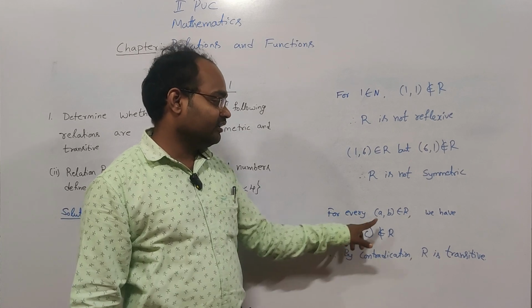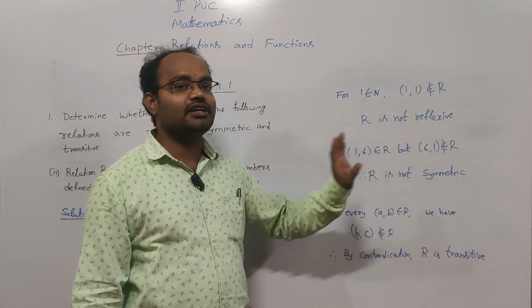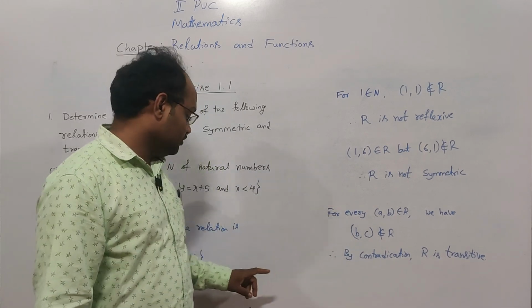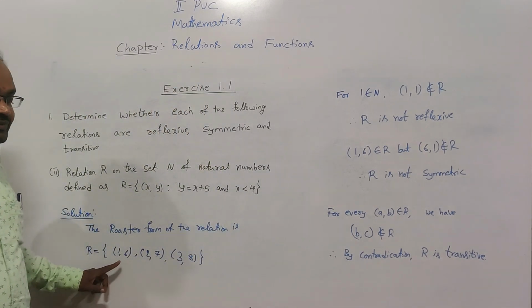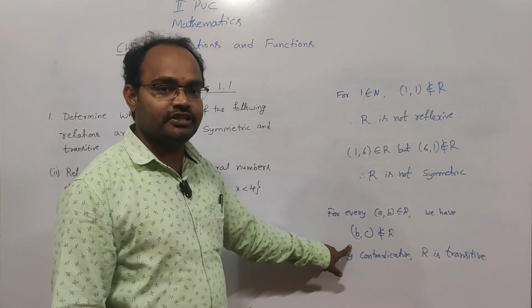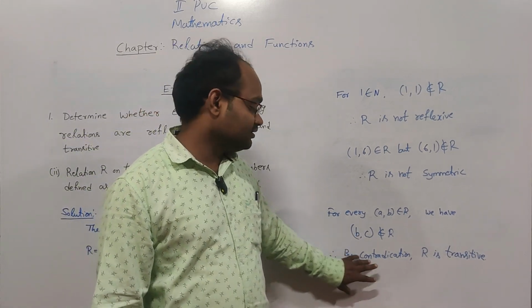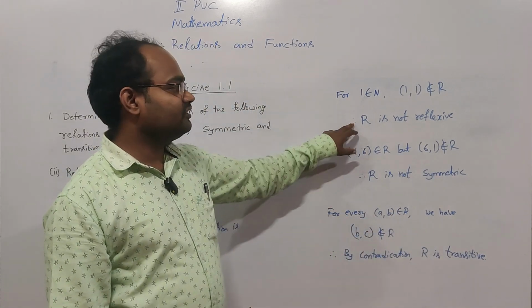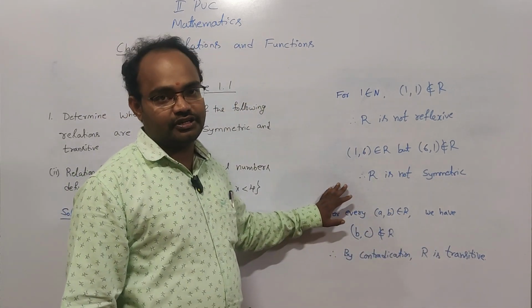So in this case the second pair does not exist. Therefore, we should consider it as transitive. So this relation is only transitive, but neither reflexive nor symmetric.